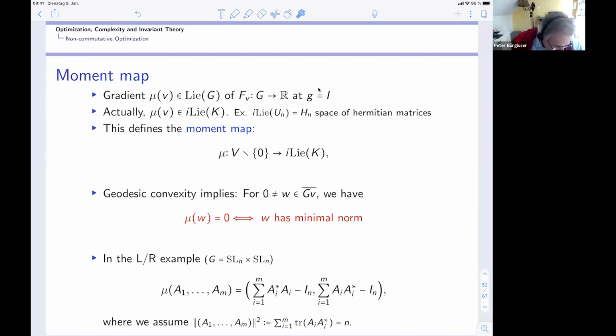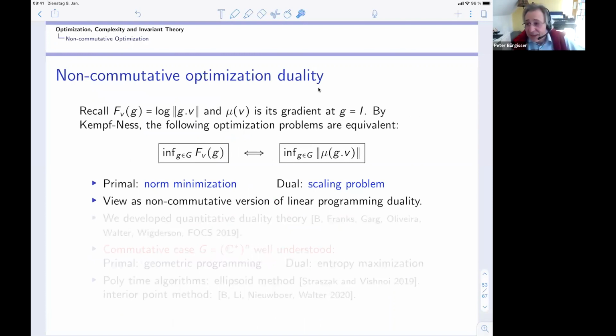So what do we want to do with this non-commutative optimization? It's interesting, there is some duality. In optimization or linear programming, we know duality is probably the most important concept. It's also very important in convex optimization. And here we have it again. By Kempf-Ness, I have my function that I want to minimize, and dually I have this moment map, which is just the norm of the gradient. And by Kempf-Ness, I have two problems that are actually equivalent.